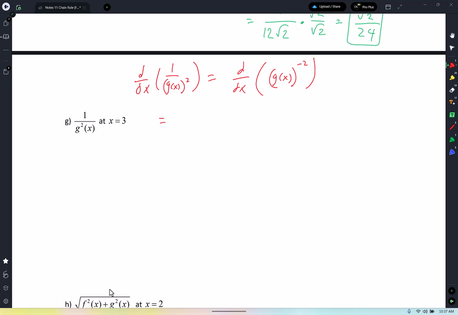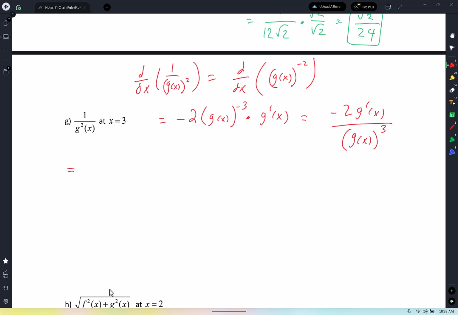Here we go. Equals. Tell me, what do I do? Negative 2, drop it. Parentheses. Do I do anything with the g of x? Leave it alone. What's my new power? Negative 3. Am I done? Times what? Derivative of the inside. Let's make it pretty: negative 2 g prime of x over g of x to the 3rd power. I just did algebra. That negative 3 made it positive.